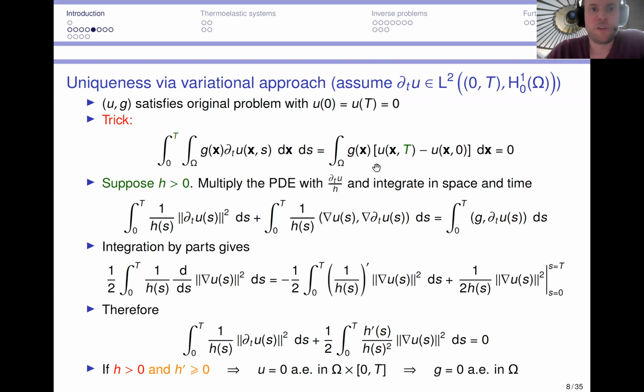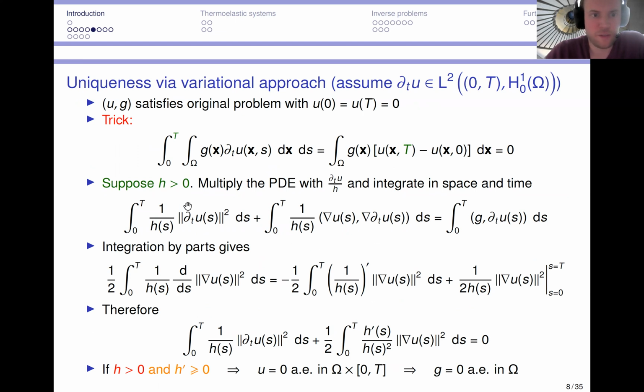Next, I will show you another approach for showing the uniqueness of the solution. It's a variational approach. The main idea is that you multiply the PDE with this fraction, the time derivative of u divided by the time-dependent part of the source. Then we see easily that the right-hand side term cancels out because the final in time measurement is equal to 0 and the initial temperature is equal to 0 when we consider uniqueness for this problem.